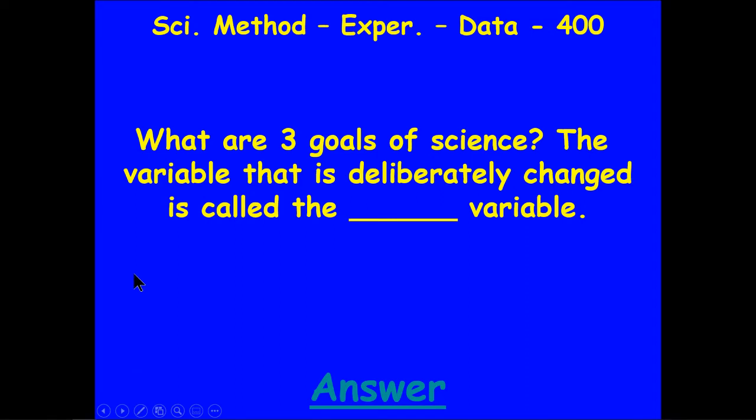What are the 3 goals of science? The variable that is deliberately changed is called what variable? About 40 seconds.